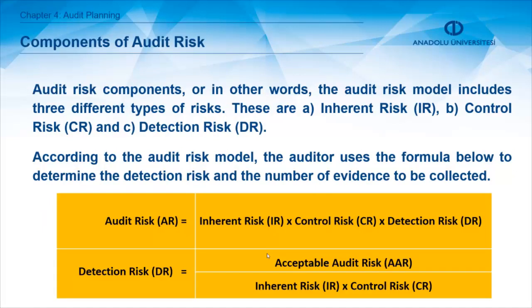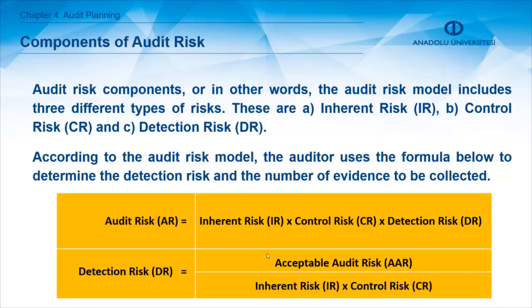Components of the audit risks. What are these? We already talked about some of them in chapter 2, but I will talk about them in a little more detail in this chapter, because assessing the audit risk is the main stage of the planning part. The components of the audit risk, in other words the audit risk model, include 3 different types of risk. These are inherent risk, control risk, and detection risk. According to the audit risk model, the auditor uses the formula below to determine the detection risk and the amount of evidence to be collected.